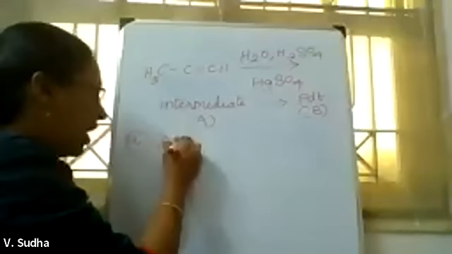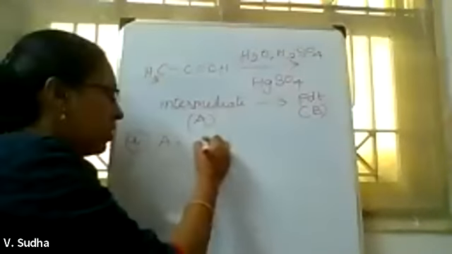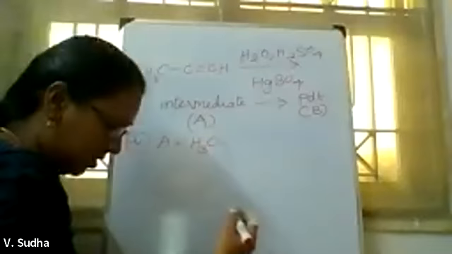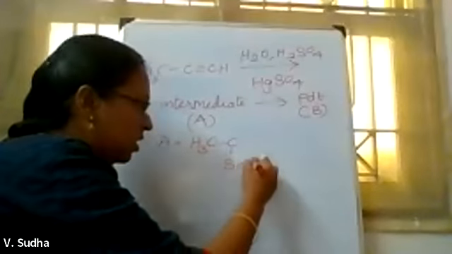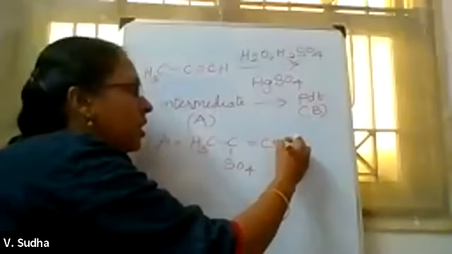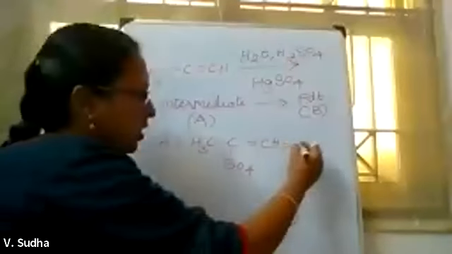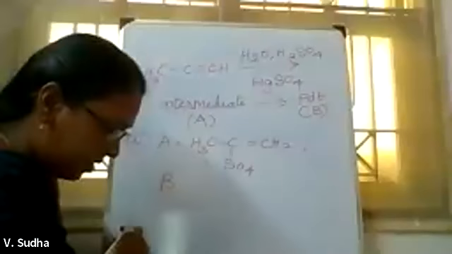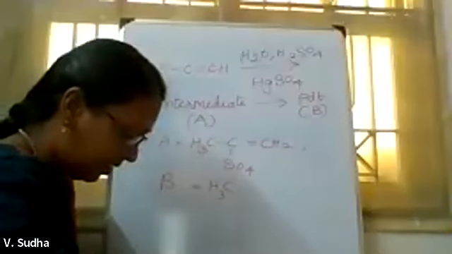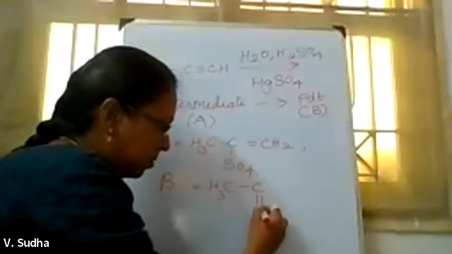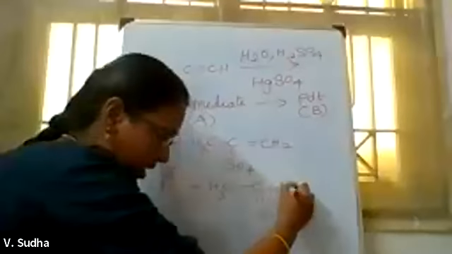Option A is equal to CH3C(OSO3)=CH2. Next, B is CH3C double bond O CH3.